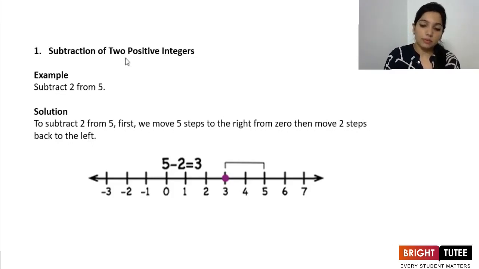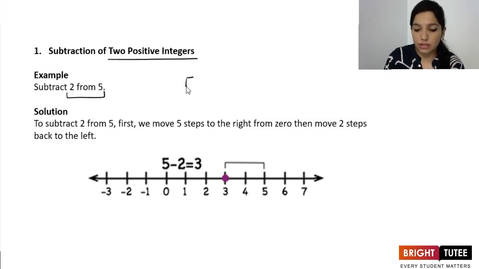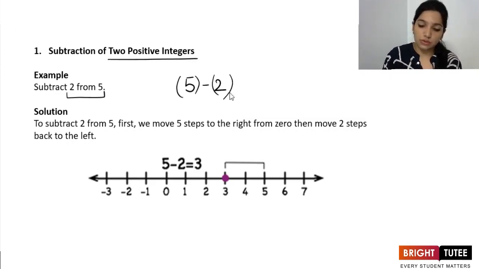Here we are going to subtract two positive integers using the number line. Let's say we are subtracting 2 from 5. It means we have to write it as 5 minus 2. Here both the integers we are given are positive integers. Make sure that you put the numbers in brackets so that it's more clear which operation you are doing in between the two numbers. So it says to subtract 2 from 5.